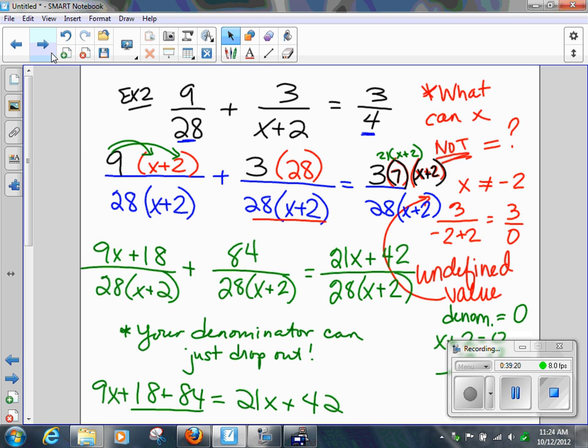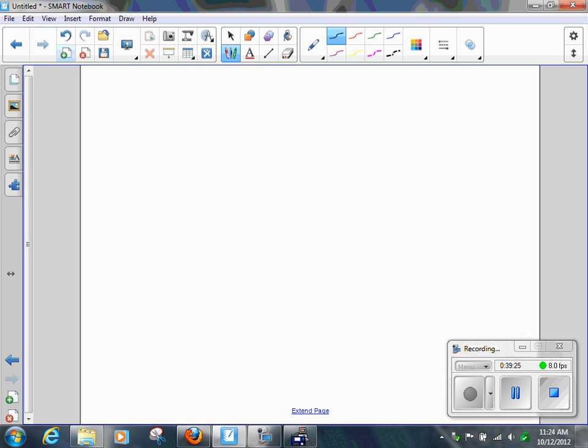Let's go with one more. Aha. This one's good. 3 over x plus 2 is equal to 5 over x plus 5. This is when I become a forest person. Tell me why I become a forest person on this problem. Oh, I can do this.